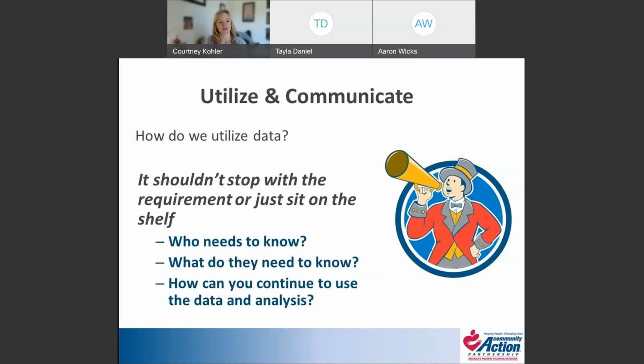The data that we collect shouldn't just stop with collection. It shouldn't just stop with the report. The needs assessment shouldn't just stop with submitting it to the state CSPG office and then sit on a shelf. We want to make sure that we're utilizing the data past that and communicating it and thinking about who needs to know, what do they need to know, and then how can we continue to use the data and analysis for decision making, continuous quality improvement, for telling our story, generating new funding, whatever it might be, advocating for our customers.